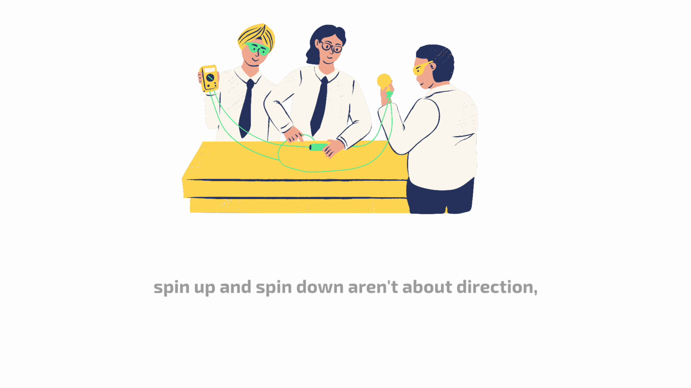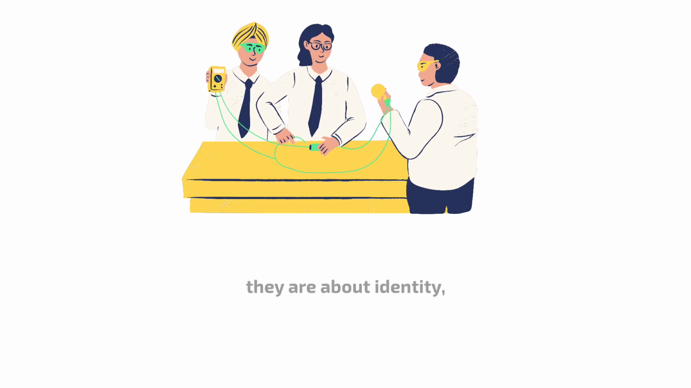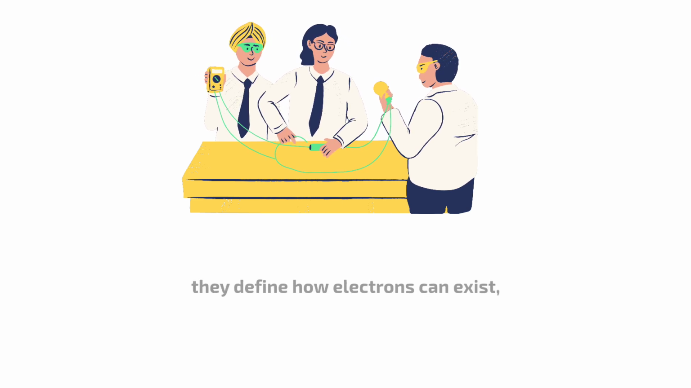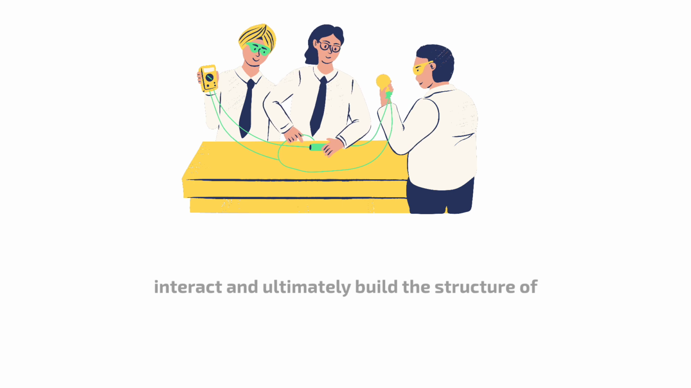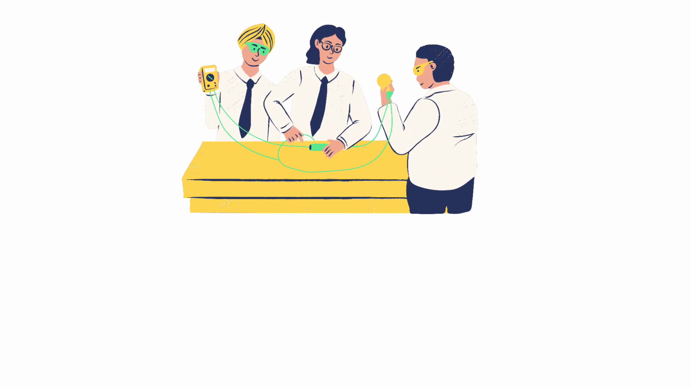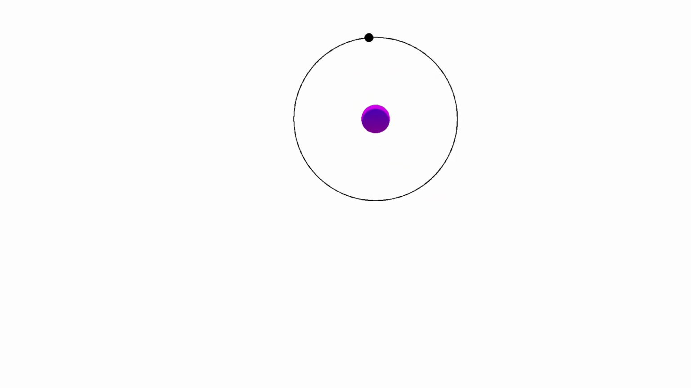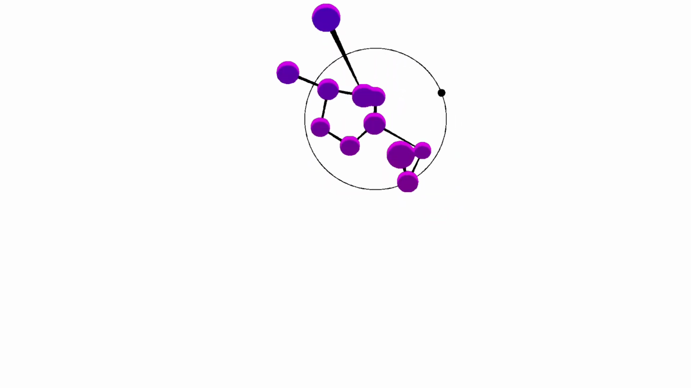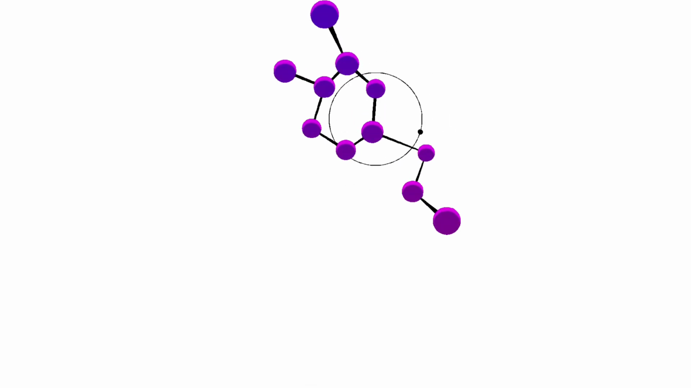Spin up and spin down aren't about direction, they're about identity. They define how an electron can exist, interact, and ultimately build the structure of everything around us. A superposition, a blend of both spin up and spin down at the same time. But the moment you measure it, the superposition collapses and you get a definite answer, up or down.